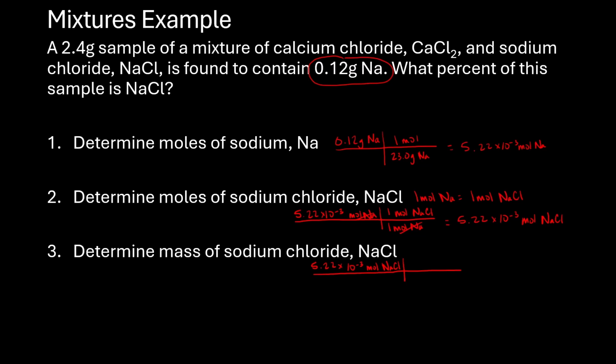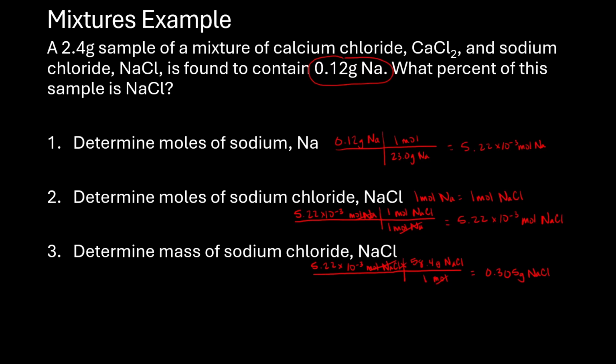And so when we add that up, we are left with 58.4 grams of sodium chloride is equal to 1 mole of sodium chloride. Our moles cancel out. When we multiply this out, what we are left with is 0.305 grams of sodium chloride. Okay, now again, this is like multiplying, so we're multiplying straight across. 5.22 times 10 to the negative 3rd times 58.4.